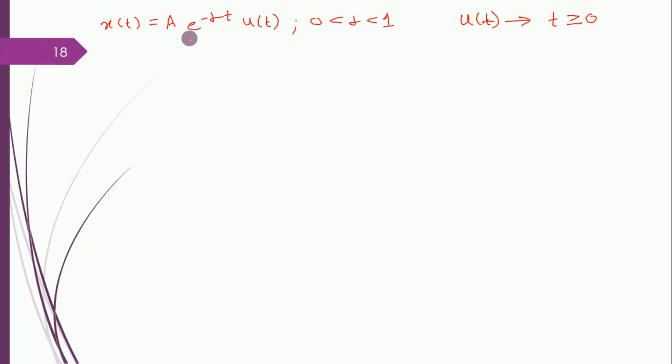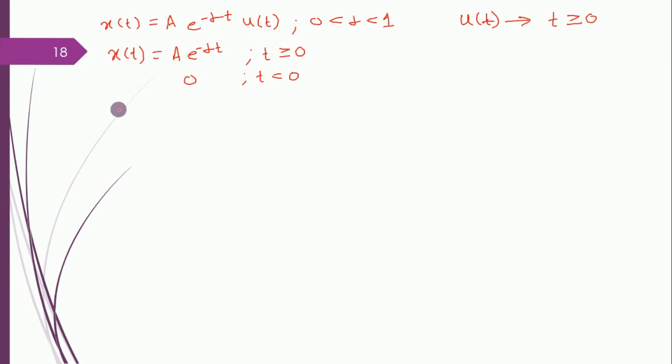Or in simple terms, if I want to write it, I would write x of t is equal to a into e raised to minus alpha t for t greater than or equal to 0, and 0 for t less than 0. This is the meaning of u of t. Okay.